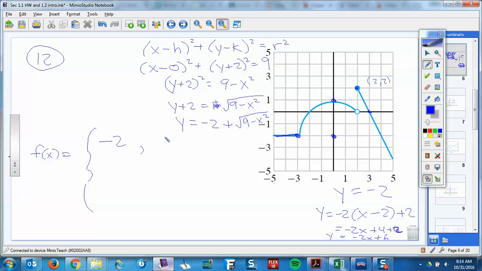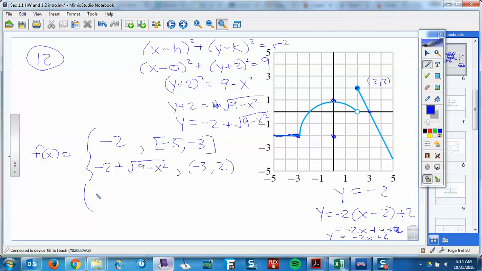-5 to -3. I'll include them both. Then my circle goes from where? Well, what's my circle? It's -2 plus square root 9 minus x squared. I don't use the y equals because I already got that here, and then that goes from -3 to 2 right there. But I don't include the 2 because it's got the open circle there.